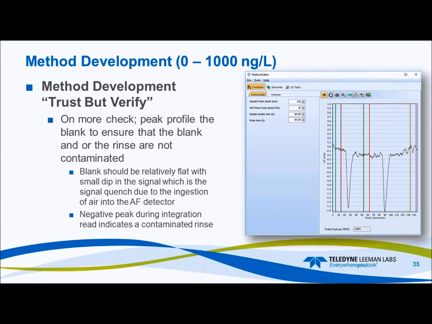So one more check. It's always nice to read the blank. Make sure you don't have any contamination, and your integration should be out of the quenching. So over here is the quenching. That's when the air goes through the system.